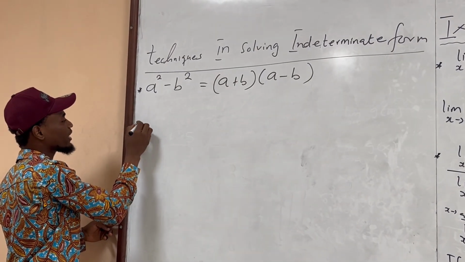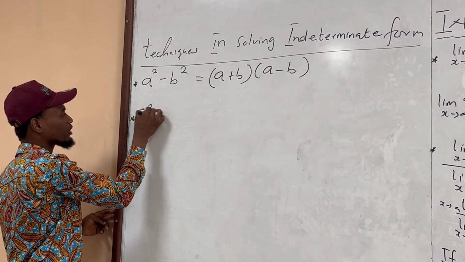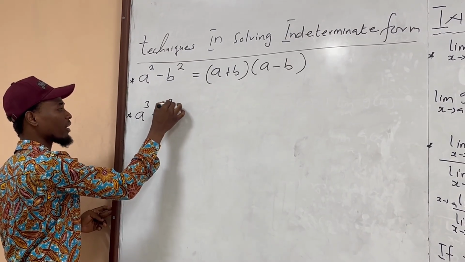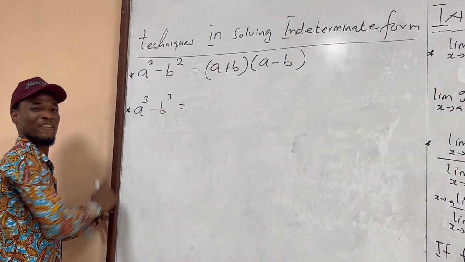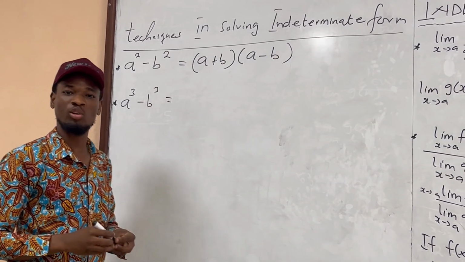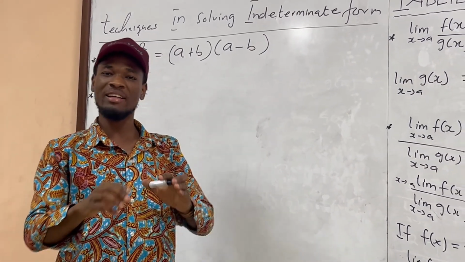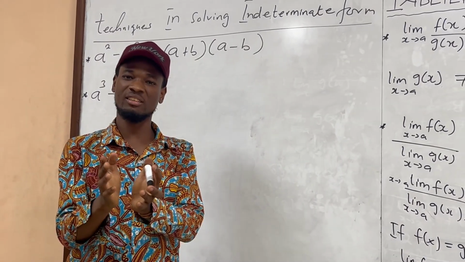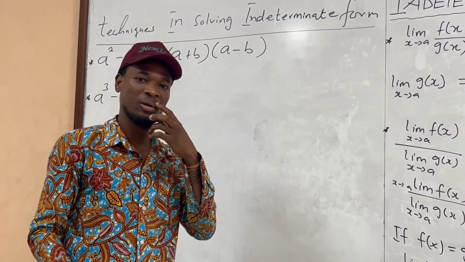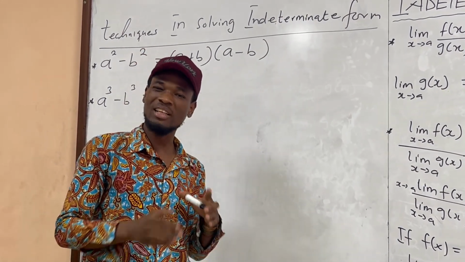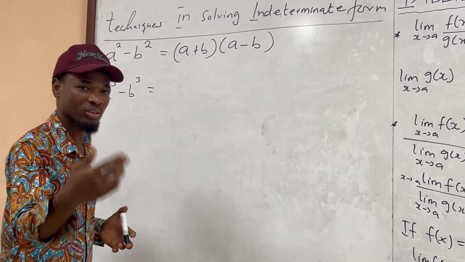The other identity is when you have a to the power 3 minus b to the power 3. You can still use the factor theorem. You do the division of the polynomials, then you multiply the divisor by the quotient. That's one way to solve for indeterminate form. But let me go straight to the techniques I want to give you.